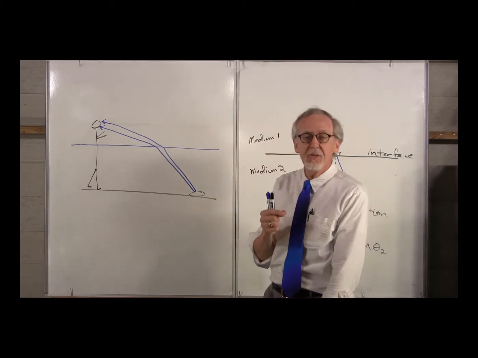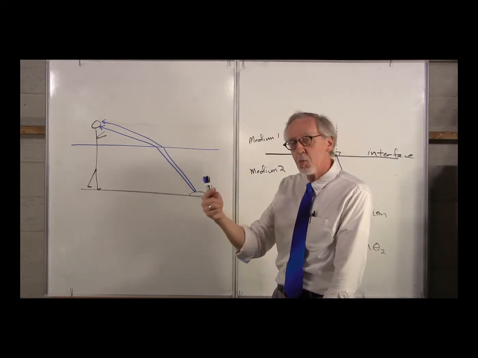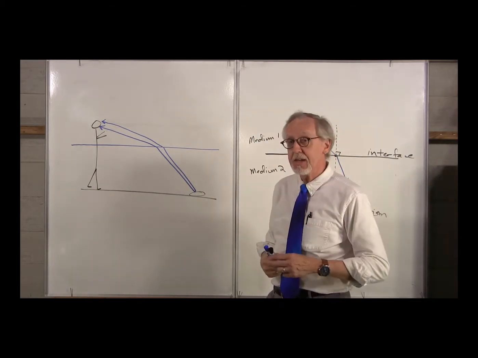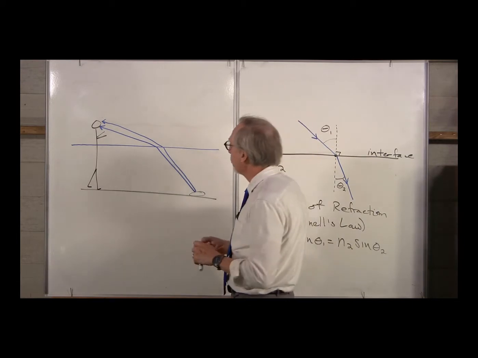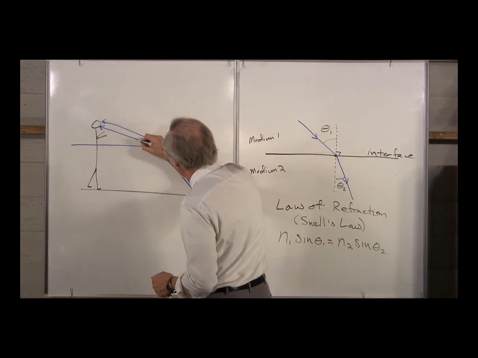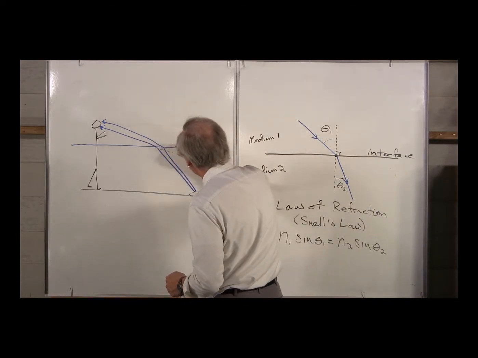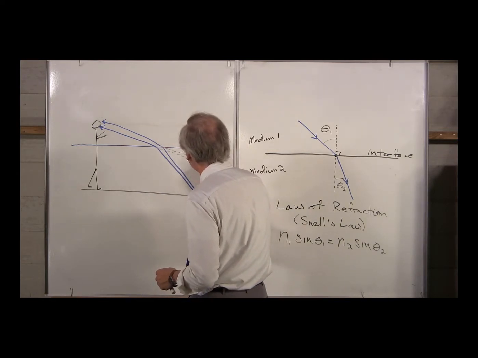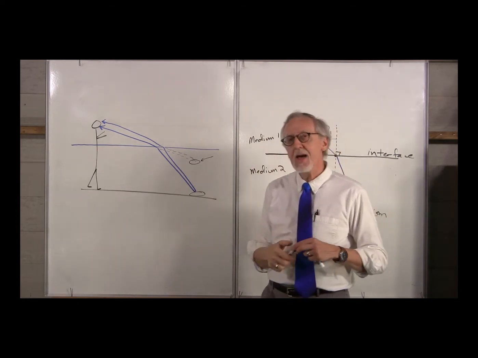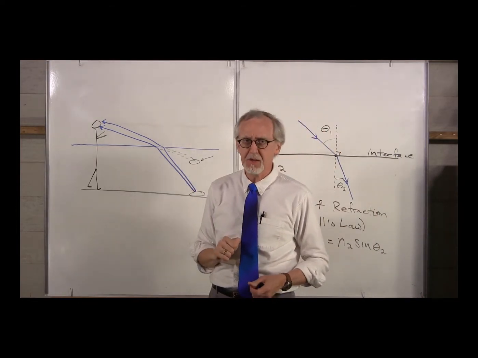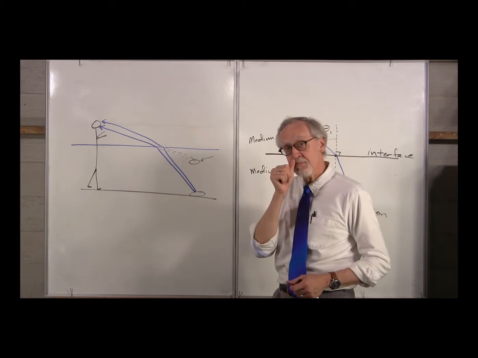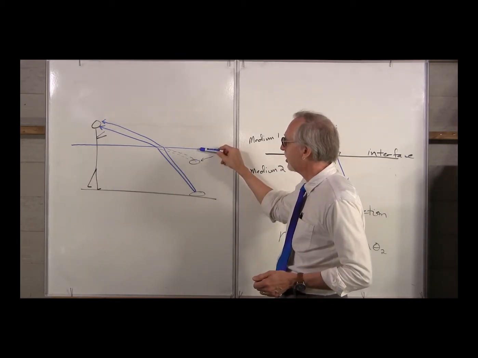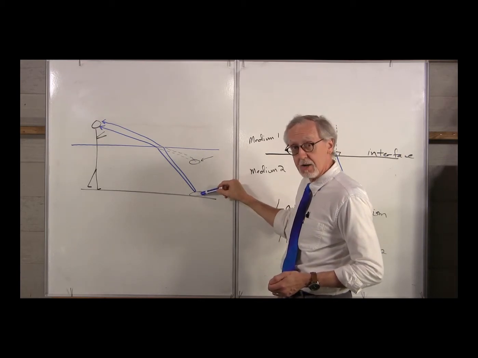Where do you see the rock? Well, you see the rock where your eyes trace the rays back that are actually going into your eyes. So you trace these rays back, and they are coming from this direction, and you will see the rock over here. That's where you actually see the rock as being. Not down here, but up here. Notice that this rock, that you see, is closer to the surface than the real rock.